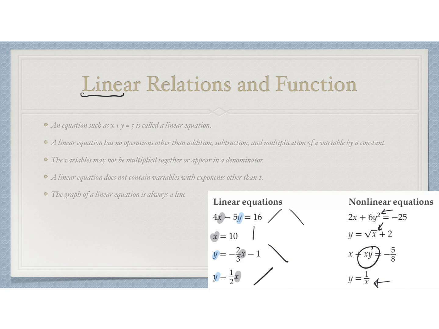So remember, a linear equation is a line. It only has the exponent of 1. The variables are not being multiplied together. You can have two variables, but just not being multiplied together. If any of those things are not true, then you no longer have a linear equation.